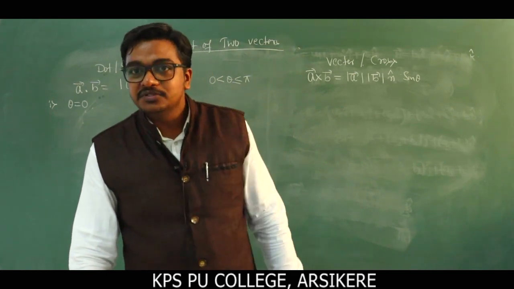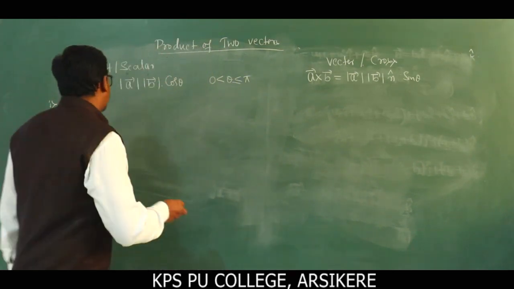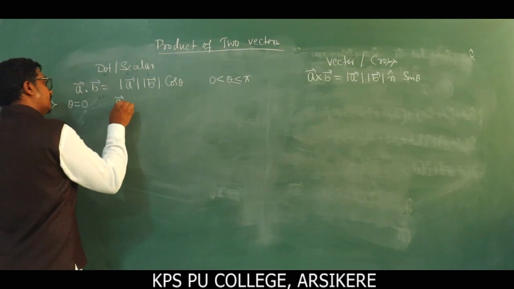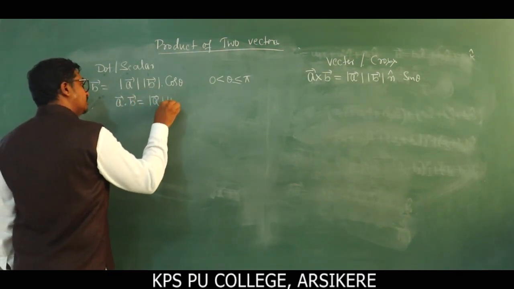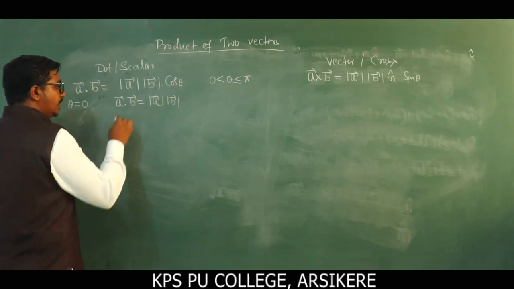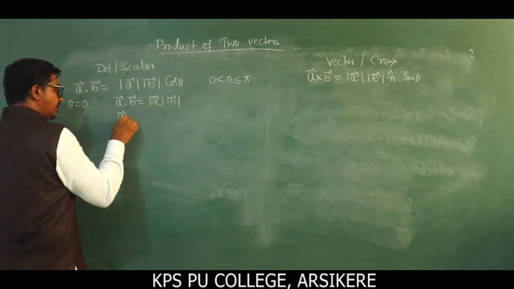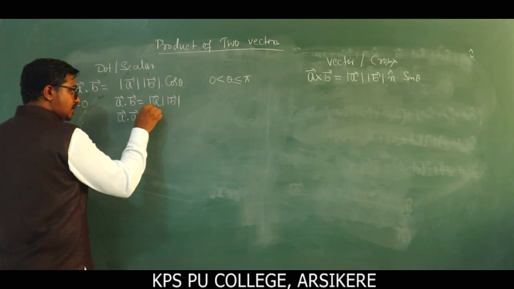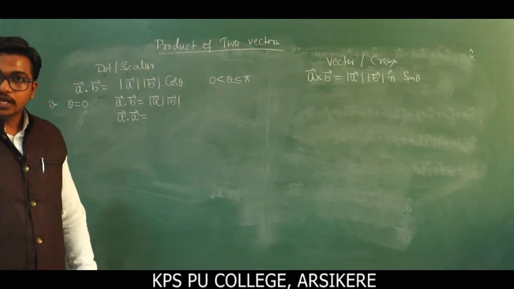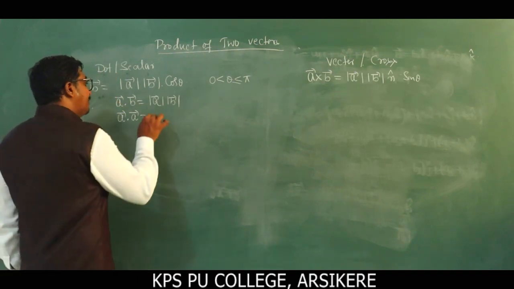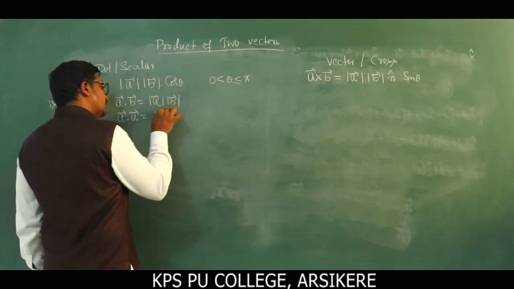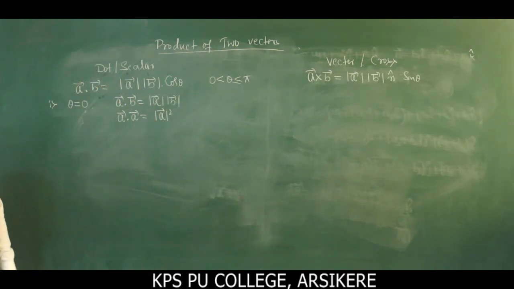Cos 0 becomes 1. Therefore vector A dot vector B becomes just magnitude of vector A into magnitude of vector B. In particular, suppose we have to find vector A dot vector A. This becomes magnitude of vector A into magnitude of vector A, that is nothing but magnitude of vector A whole square. A dot A is equal to magnitude of vector A whole square.